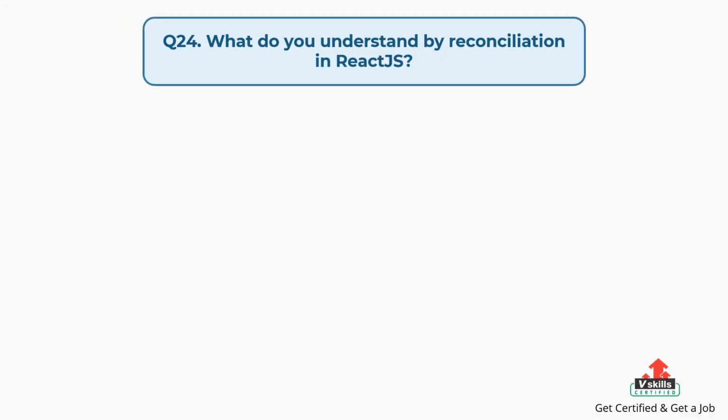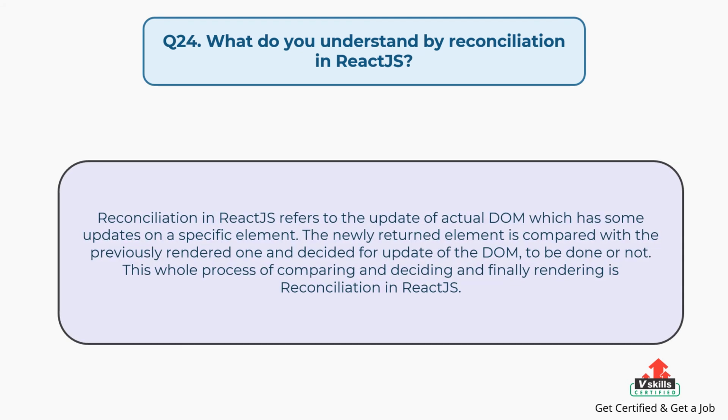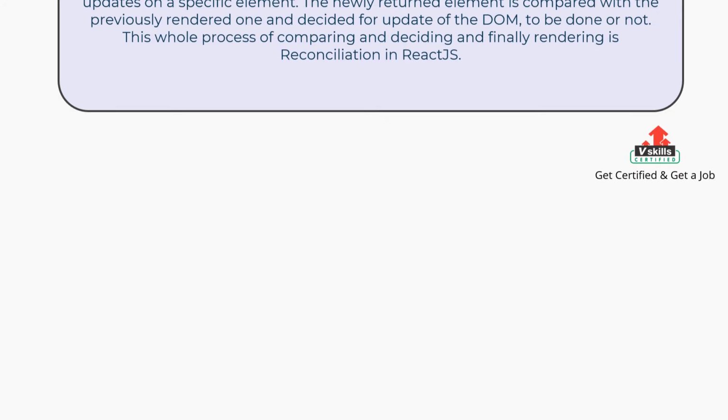Question number 24. What do you understand by reconciliation in ReactJS? The answer is, reconciliation in ReactJS refers to the update of the actual DOM which has some updates on a specific element. The newly returned element is compared with the previously rendered one and decided for update of the DOM to be done or not. This whole process of comparing and deciding and finally rendering is reconciliation in ReactJS.